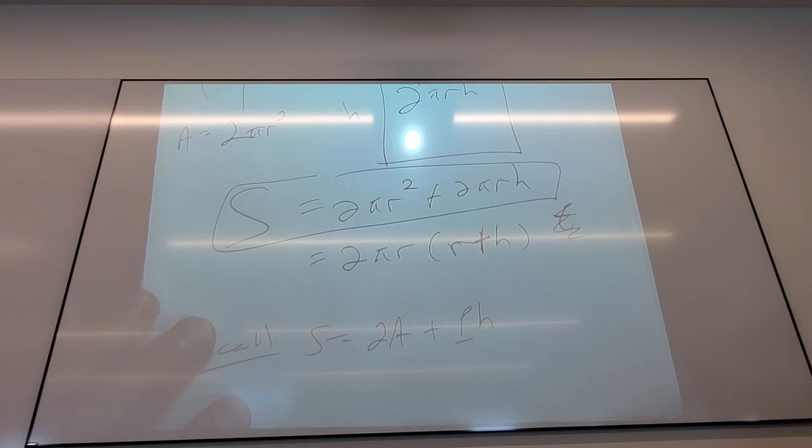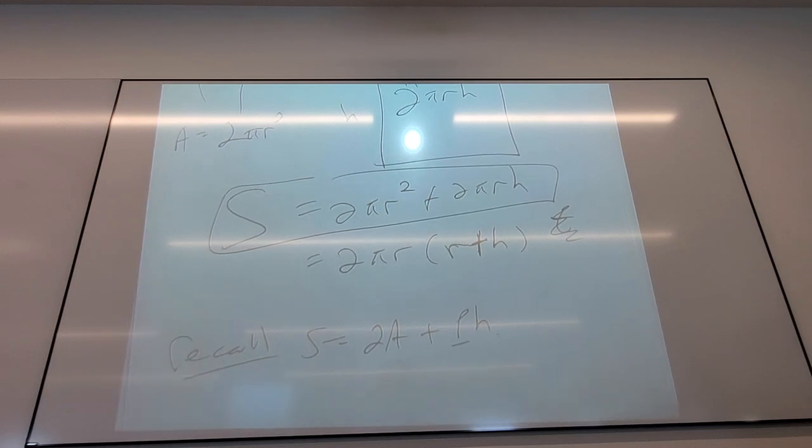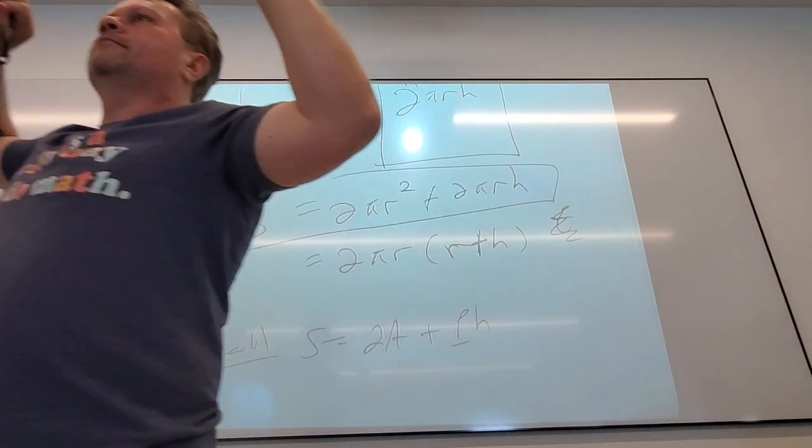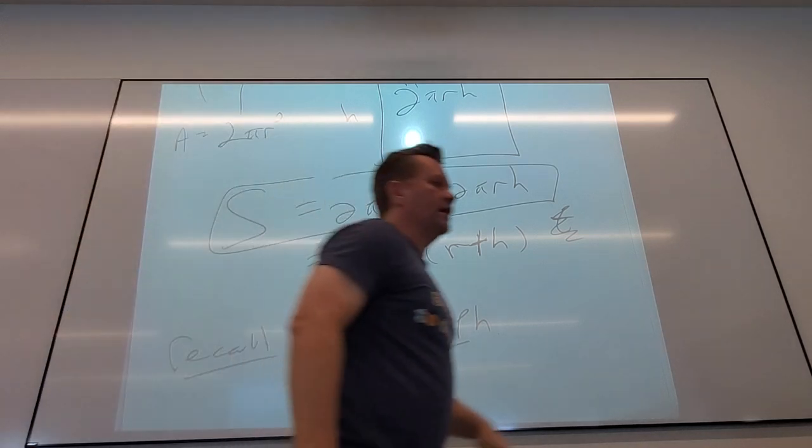Where P was the perimeter, yes? What is the perimeter of a circle? What's the perimeter of a circle? 2 pi r, yes? And look at the second part.